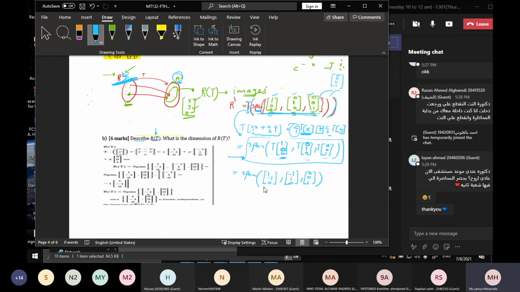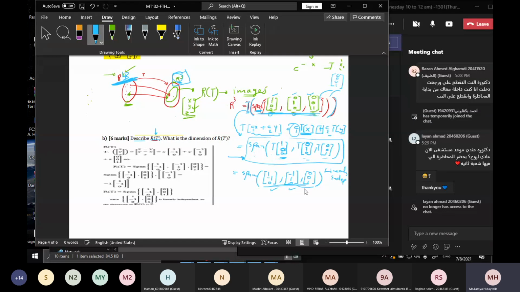Not any 3. They should be linearly independent to construct the whole R3. They must be a basis. So how can I know whether they are a basis or not? What do we do? Are they linearly independent or not? But I don't only want to know whether the three are linearly independent or not. I want to know, if they are linearly dependent, which one I should remove.